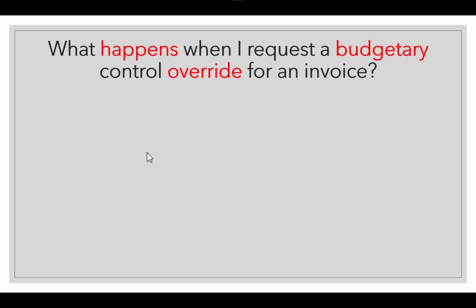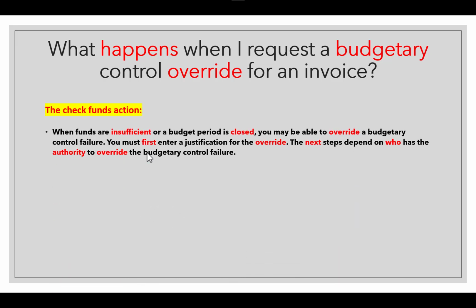What happens when I request a budgetary control override? There is one option in Oracle Fusion to override the budgetary control. When funds are insufficient or the budget period is closed, you may be able to override a budgetary control failure. You must first enter a justification for the override. The next step depends on who has the authority to override the budgetary control failure. So when there is insufficient fund, there is one option in Fusion to override, to change the status from insufficient to passed check fund.